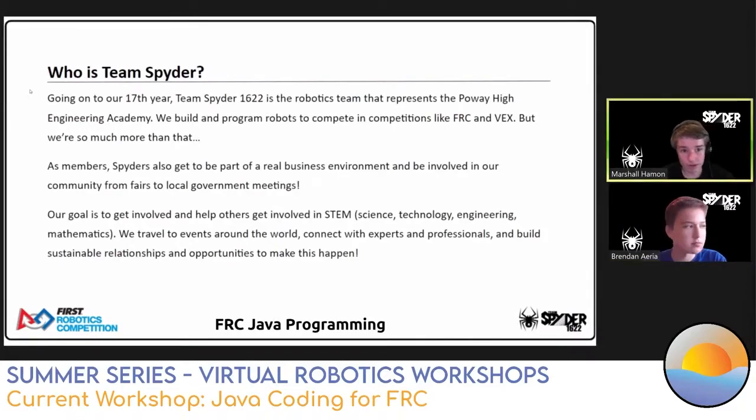Going into our 17th year, Team Spider, number 1622, is the robotics team that represents the Poway High School Engineering Academy. We build and program robots to compete in competitions such as FRC and VEX. But we're so much more than that. Team Spider members also get to be part of a real business environment and be involved in our community, from various local government meetings. Our goal is to get involved and help others get involved in STEM, science, technology, engineering, mathematics, and we travel to events around the world, connect with experts and professionals, and build sustainable relationships and opportunities to make this happen.